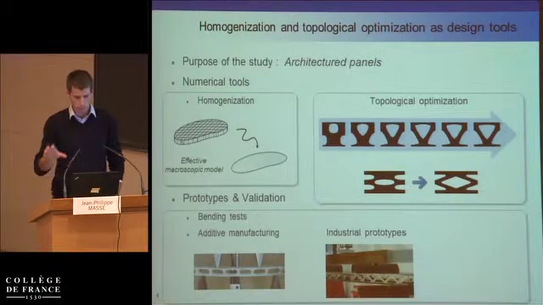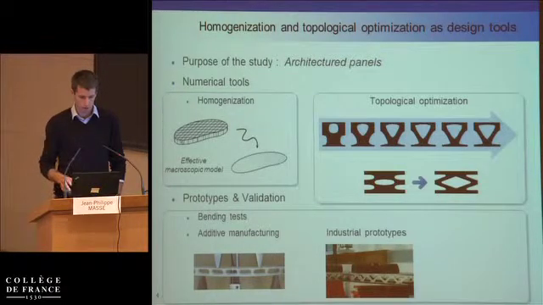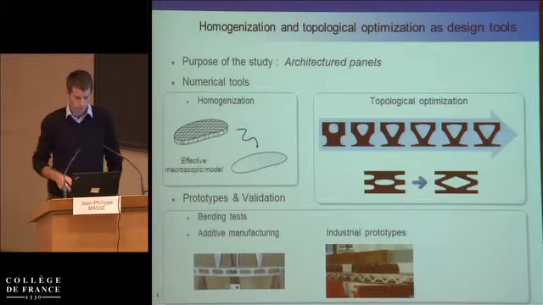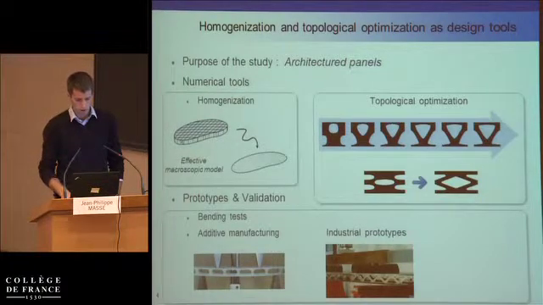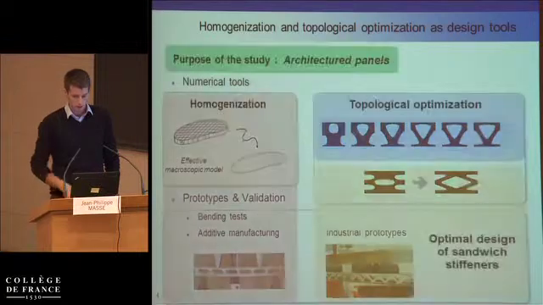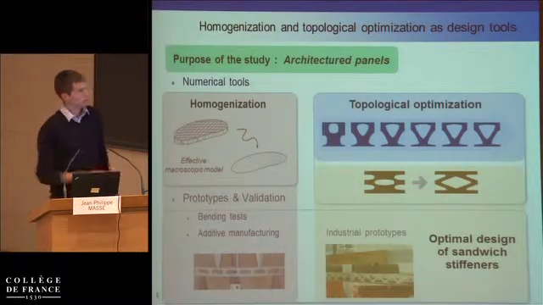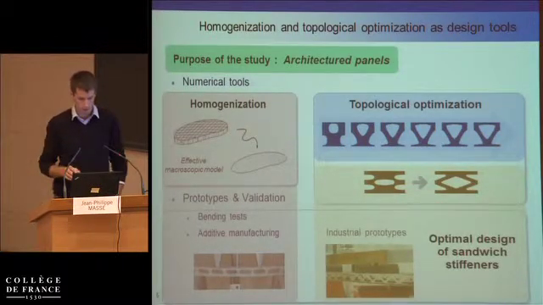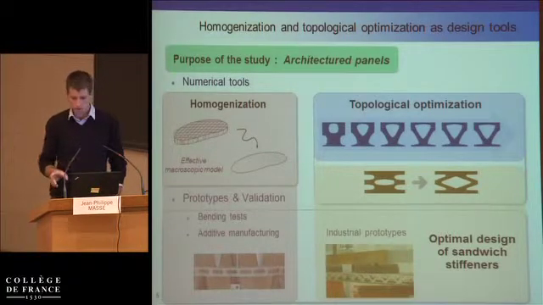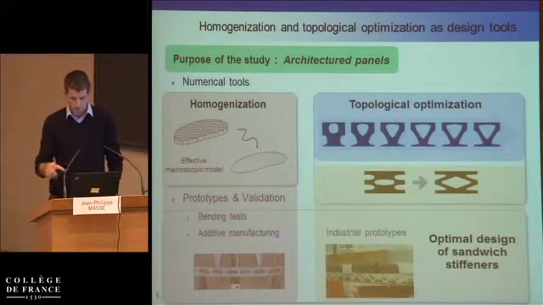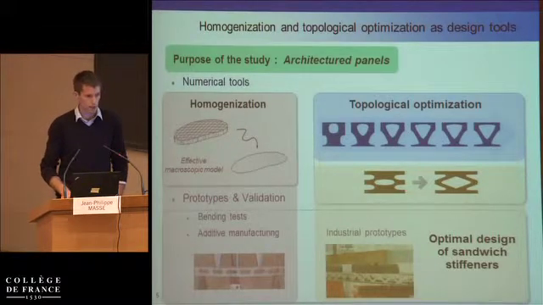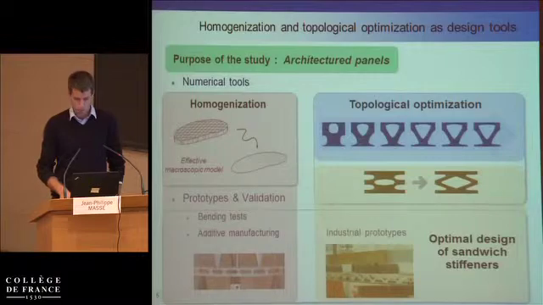So I'm going to present what I'm thinking about architecture panels, then numerical tools, and of course some prototypes and validation. So my parts will be the four here: architecture panel, homogenization, topological optimization, and at the end an industrial case of such an approach.